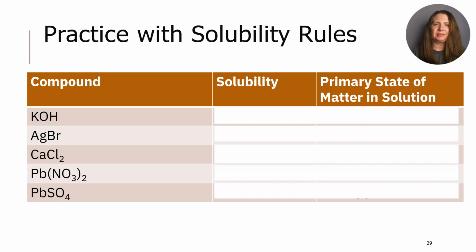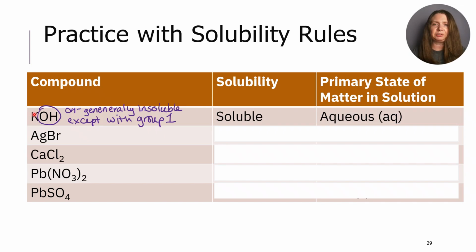Here's a practice problem. Use the solubility rules on your reference sheet to determine whether each ionic compound is soluble in water. Then decide whether it primarily exists as an aqueous solution or as a solid. Our first compound is potassium hydroxide, KOH. Hydroxides are generally insoluble, except when paired with group 1 metals. Since potassium is a group 1 metal, potassium hydroxide is soluble and primarily exists as an aqueous solution.